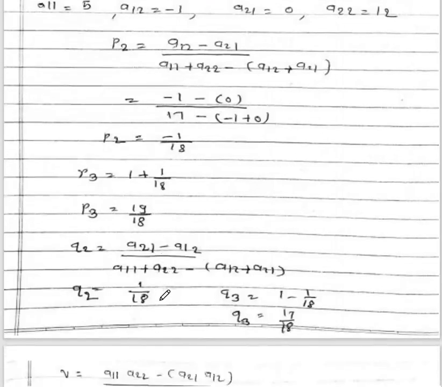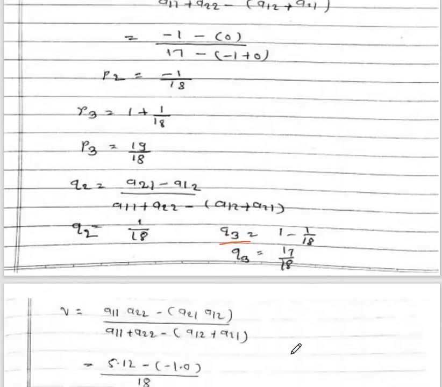Then similarly we can find Q2. Q2 is A21 minus A12 divided by A11 plus A22 minus A12 plus A21. Putting all the values from the given payoff matrix, we get Q2 is 1 upon 18. Similarly we can find Q3. Q3 is 1 minus Q2, so we get Q3 is 17 by 18.